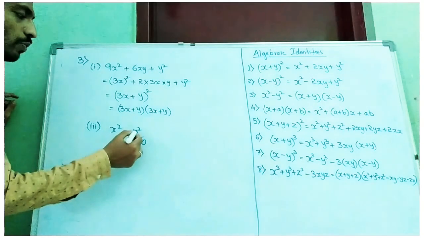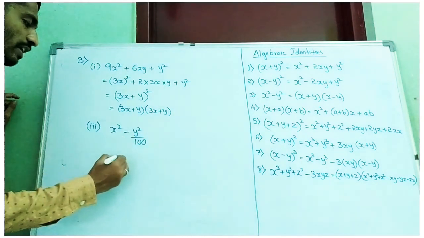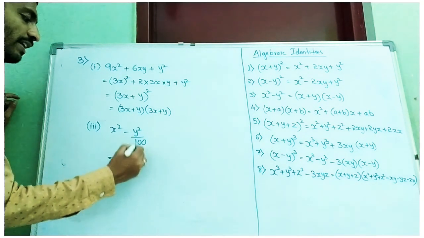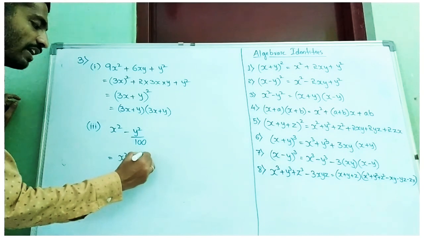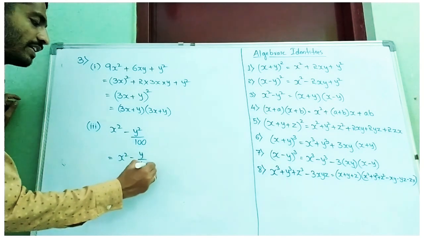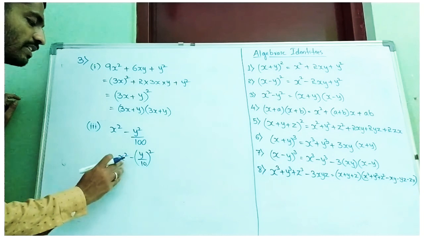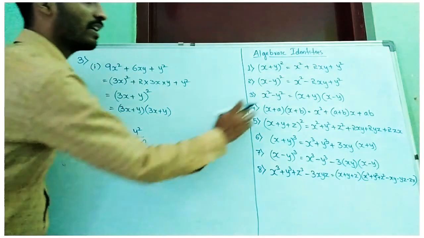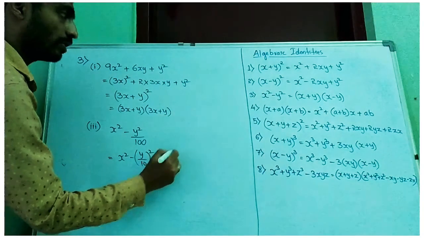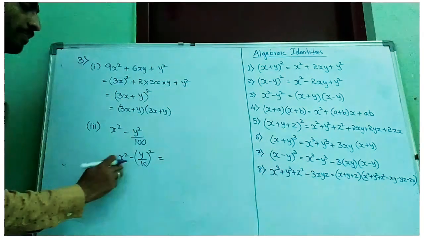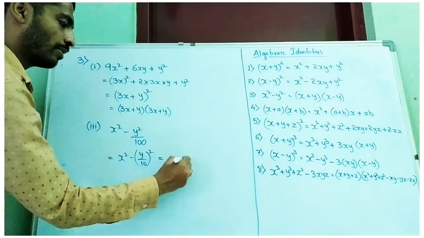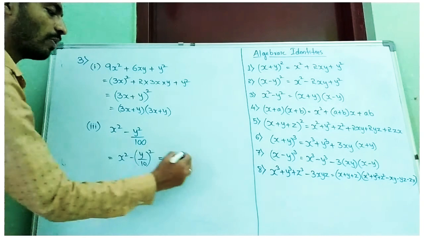X square minus y square by 100 is there. So I will write it like this: x square minus y square by 100. I will write this as y by 10 whole square. It means x square minus y square. Where is that? X square minus y square. So here the third identity. In place of x, x is there, plus in place of y, what is there? Y by 10.